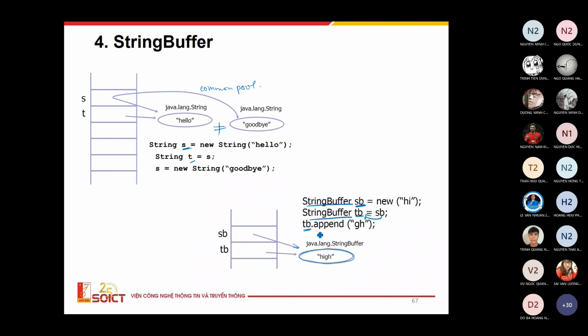And after that, you can use the methods of the StringBuffer to append a value to this string. For example, at the beginning this is just H and I, and after appending G and H, it will become like this. And they don't create two regions in the memory.